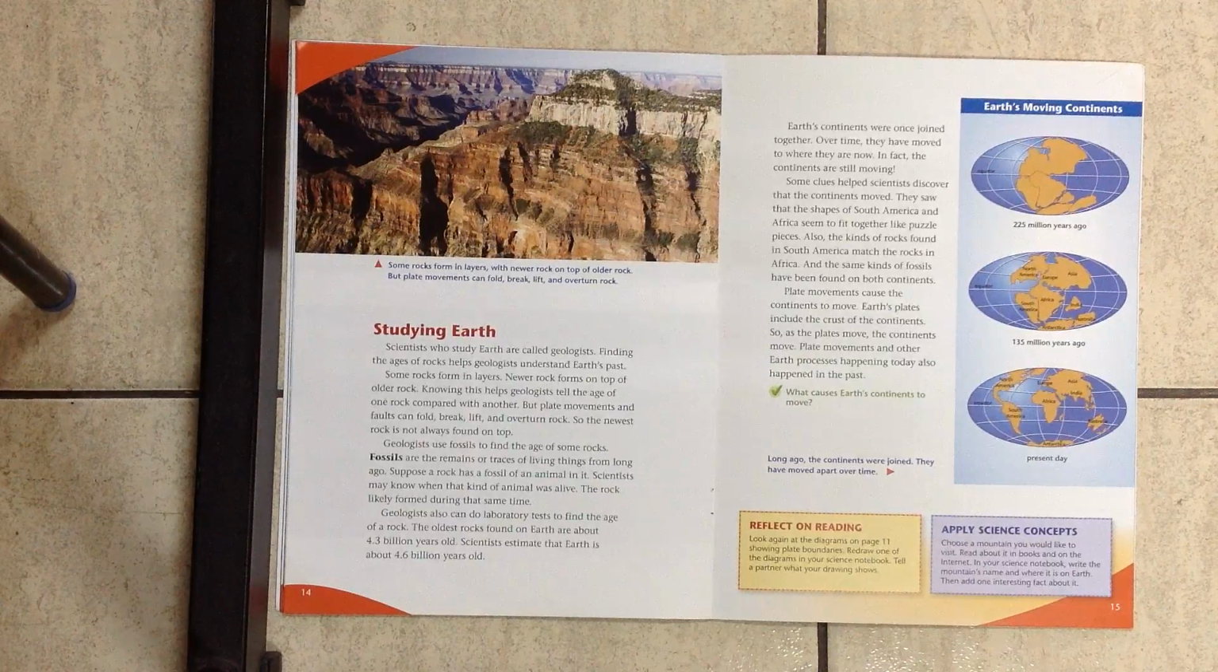But plate movements and faults can fold, break, lift, and overturn rocks. So the newest rock is not always found on top. Geologists use fossils to find the age of some rocks. Fossils are the remains or traces of living things from long ago. Suppose a rock has a fossil of an animal on it. Scientists may know when that kind of animal was alive. The rock likely formed during the same time.